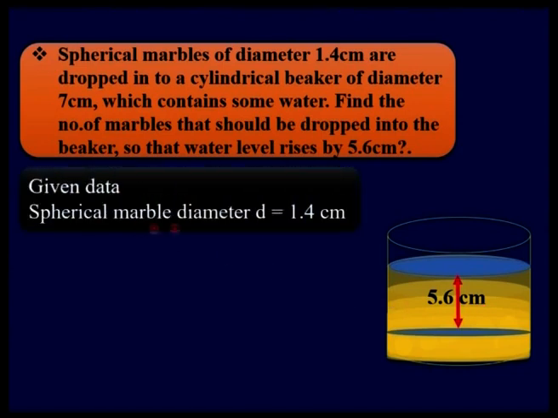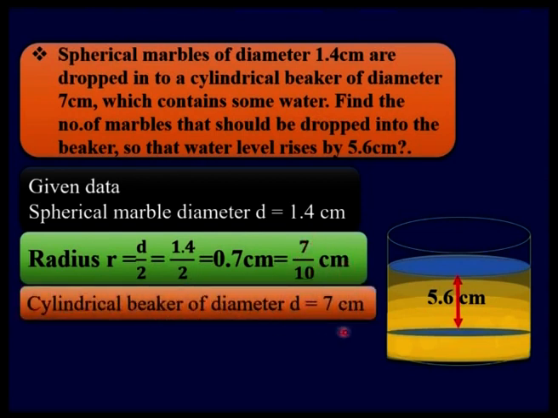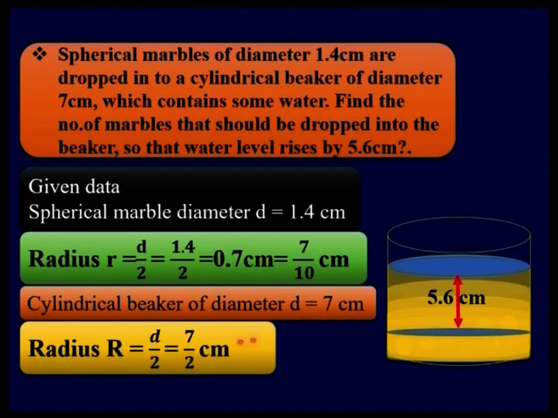The given data: the spherical marble diameter d equals 1.4 centimeter. The radius r is half of the diameter, 1.4/2 is 0.7 centimeter. Written in p by q form, that means 7/10 centimeter. And the cylindrical beaker, its diameter is given as 7 centimeter. Then the radius is capital R equal to half of the diameter, that means 7/2 centimeter.